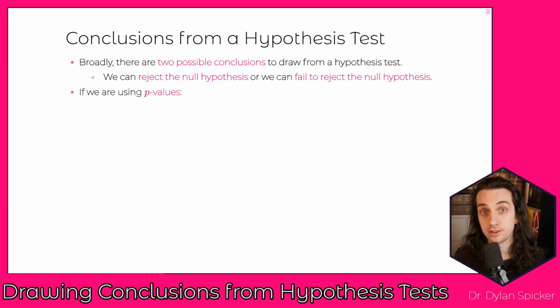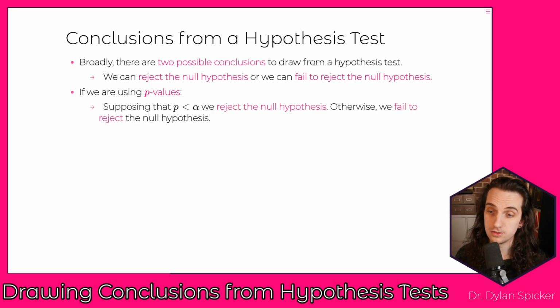If we use p-values to draw these conclusions, then if p is less than alpha, where alpha is our level of significance, then we reject the null hypothesis. Otherwise, we're going to fail to reject the null hypothesis. With the p-value technique, our point is always that we're comparing p to alpha, and we're seeing, is p less than alpha or is it greater than alpha?